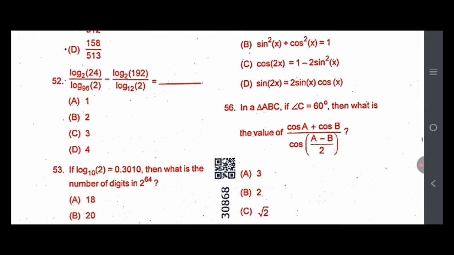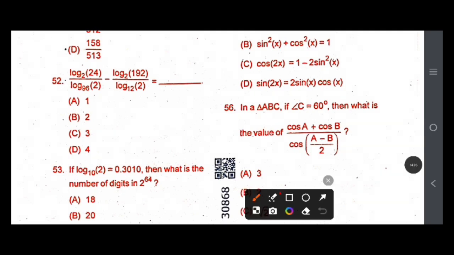Question number 52. log 224 divided by log 96 minus log 192 divided by log 12. The solution is 3, option C. Question number 53. If log 10 2 is equal to 0.3010, then what is the number of digits in 2 to the power 64? The correct answer is 20.